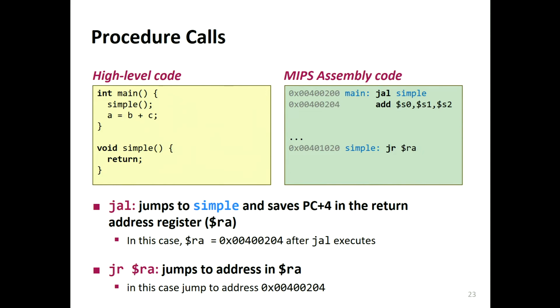Simple is being executed here, and it simply jumps back to the RA. And RA is pointed at the next instruction. So this original instruction would not be executed. Well, it wouldn't go back to simple because RA stores the address of the next instruction, which is add S0, S1, S2.